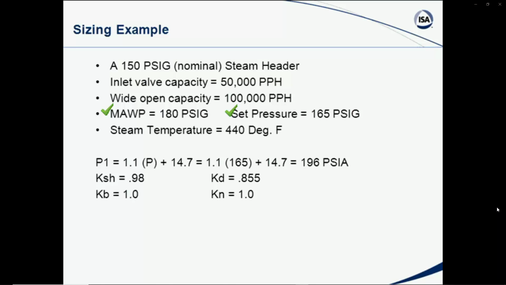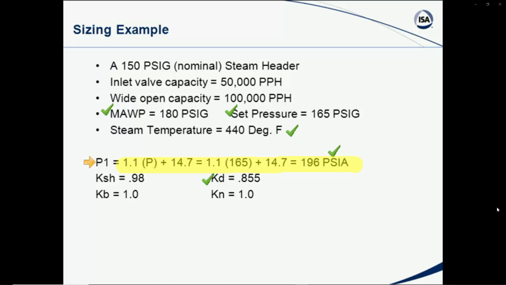In this case, we're given a steam temperature of 440 degrees F, and at that pressure, 150 pounds, that is superheated steam. Now, in this particular case, we're going to calculate our flowing pressure, and as you can see, we're going to take 1.1 times the set pressure, and then convert that over to PSIA. So 1.1 times 165 plus 14.7, and we get a P1, and that, I repeat, is the flowing pressure of 196 PSIA.